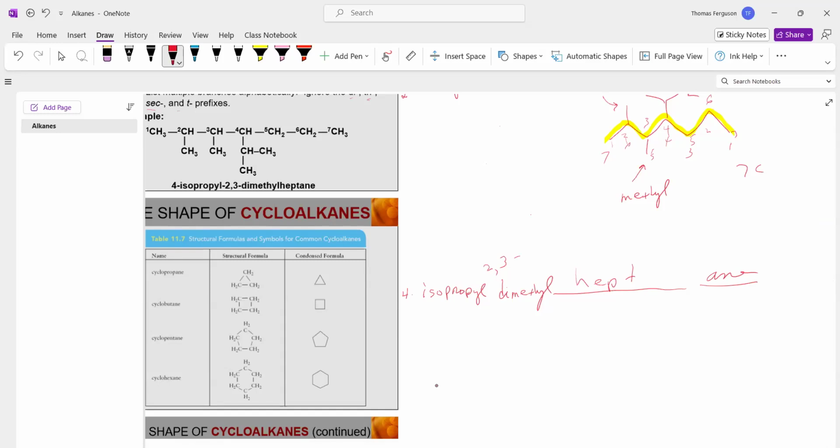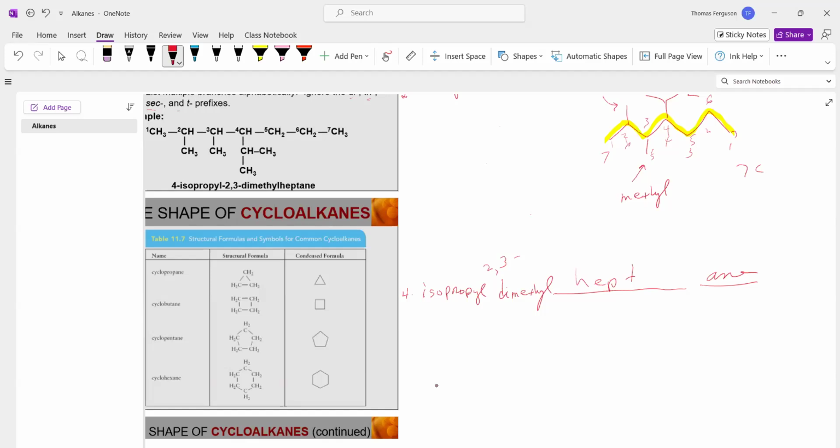Yes, quick question on which order to pick the numbering. Why dictate the smaller number? So it's just a smaller number overall, it doesn't matter what branch? Looking at the dimethyl, I guess you're going with 2, 3 just because that's the smallest.